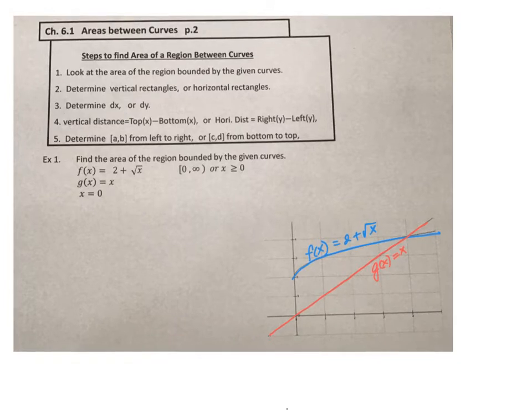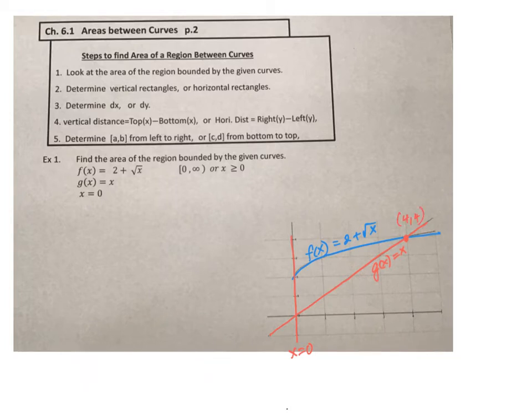So here is our function x equal to 0. That's the left bound. And the right bound is the intersection between the two curves. Now we need to find the intersection between f and g. We need to set f equal to g to find the point of intersection. From our drawing, we know that the point of intersection is going to be at 4, 4.